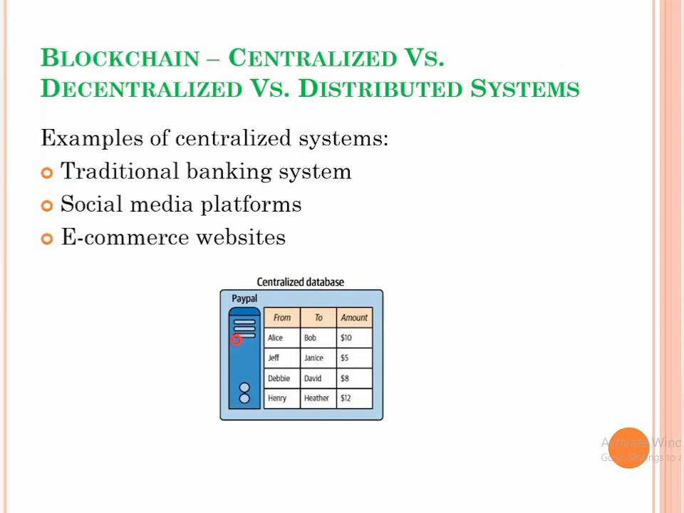So now let us see how the data will be stored in the centralized database. So we're considering the PayPal application. So PayPal is a money transferring application. So it will maintain all the data of the customers who are using the PayPal application. So all nodes connect to a single central node that is controlled by one entity. So all the transactions done by the customers will be saved in the centralized server.